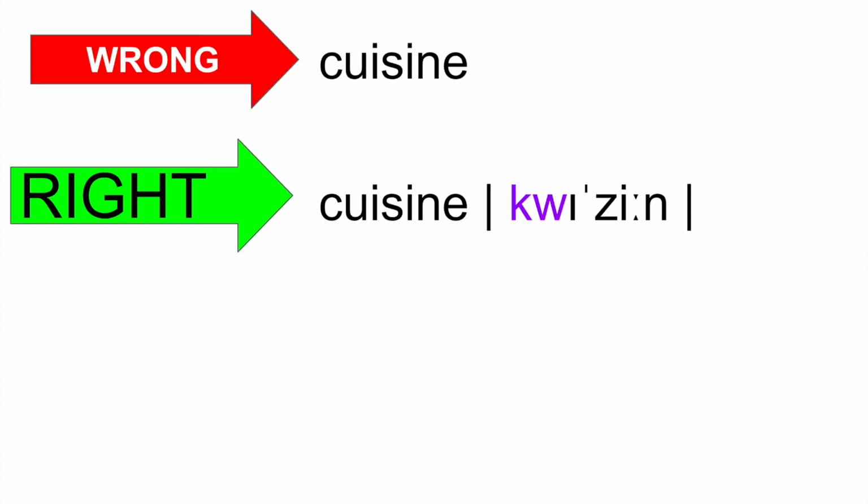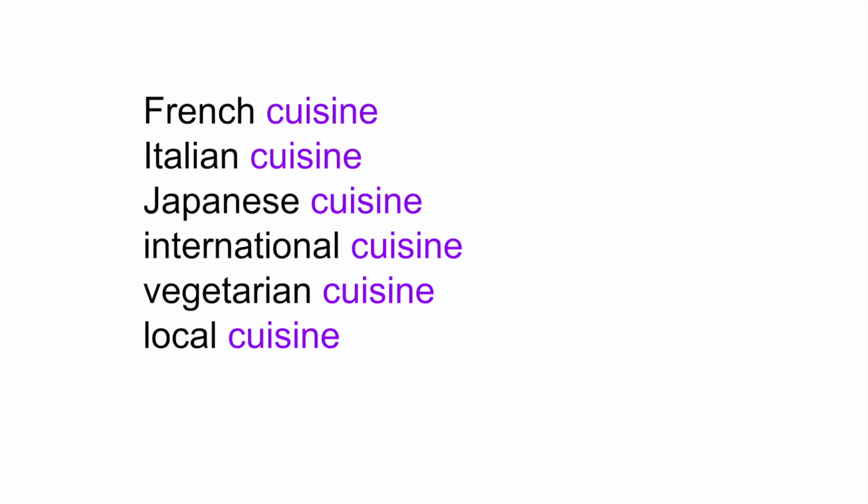Mistake number 5. Pay attention. The right version is cuisine. French cuisine, Italian cuisine, Japanese cuisine, international cuisine, vegetarian cuisine, local cuisine.